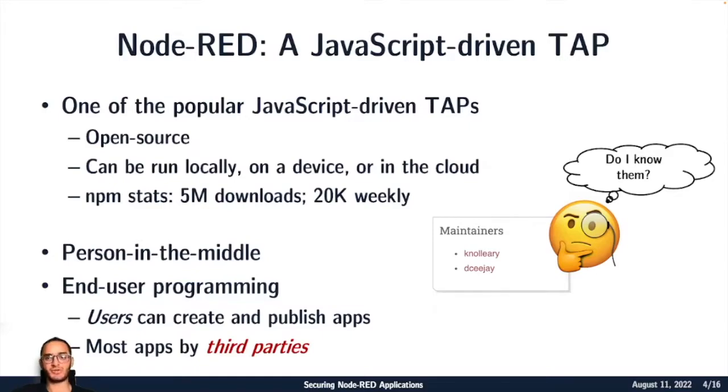Node-RED uses the approach of end-user programming, where any user can create and publish nodes and flows without being reviewed or any restrictions. So most of the Node-RED apps are indeed developed by third parties. And here it comes. They can be malicious. So our threat model in this paper is considering app makers being malicious.